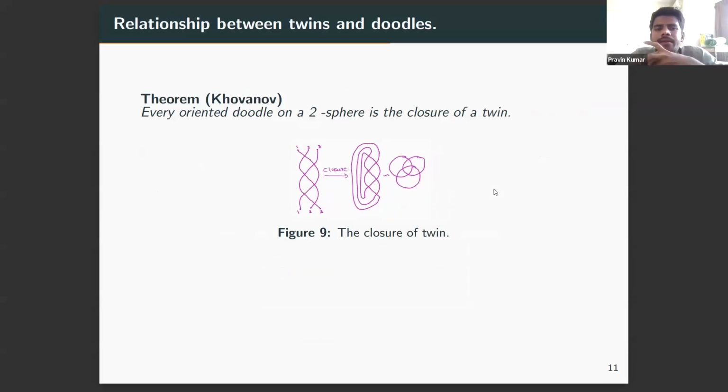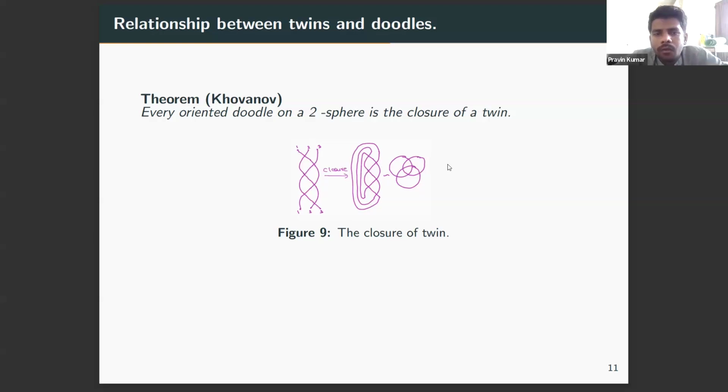And the main reason to study twin groups or doodles is the connection between them. If you have any twin, then we can do this closure operation. That is, we just close each strand, the first marked point on the top to the first marked point on the bottom by a strand. By doing this for all strands, we get an immersion of circles on the two-sphere, which is a doodle on the two-sphere. So starting with any twin, by doing this closure operation, we will get doodles.